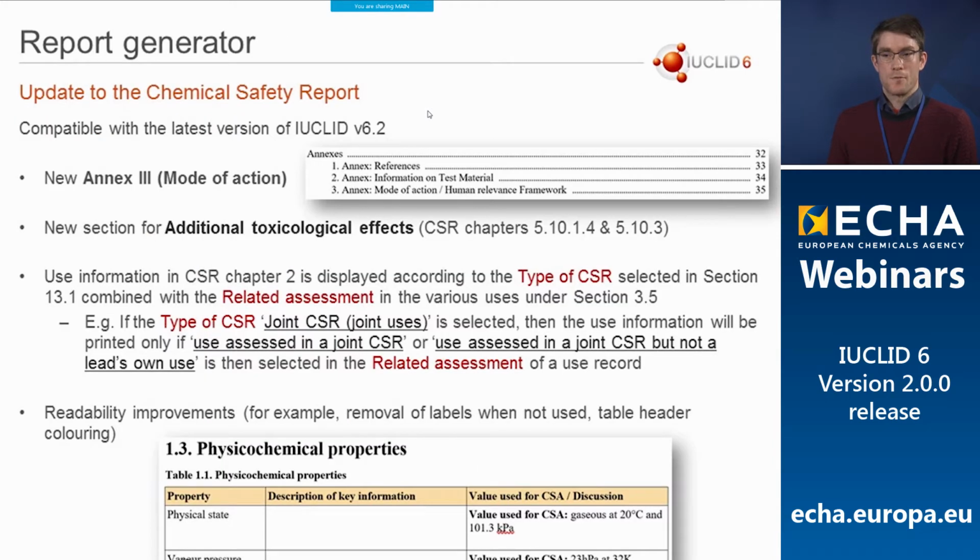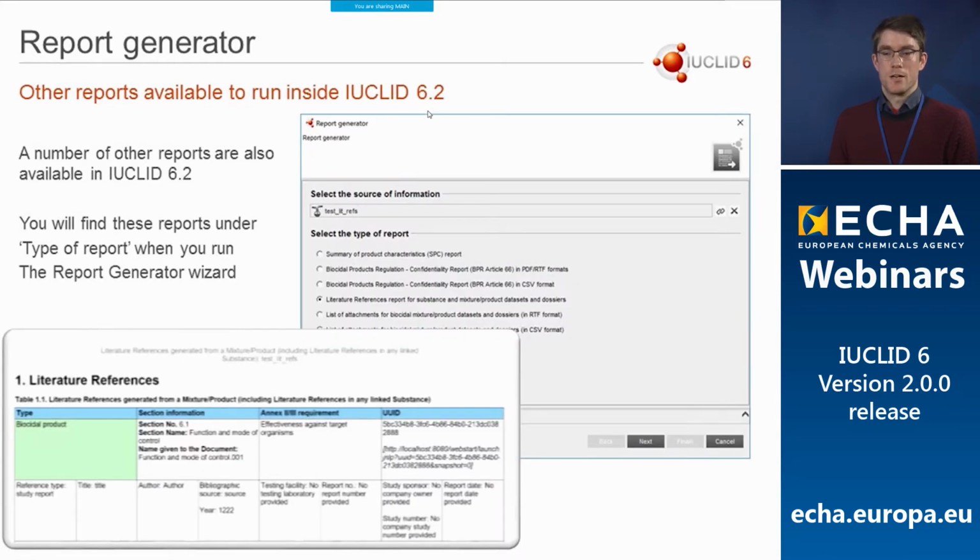I would like just to highlight before I leave the chemical safety report. This is now compatible with the latest version of Euclid 6.2. This now includes a new Annex 3 mode of action annex. It also includes a new section for additional toxicological effects in CSR chapter 5, and also includes readability improvements. We've removed some unnecessary labels, etc., to try and condense the report to something more manageable. We've also introduced some new reports via the report generator.